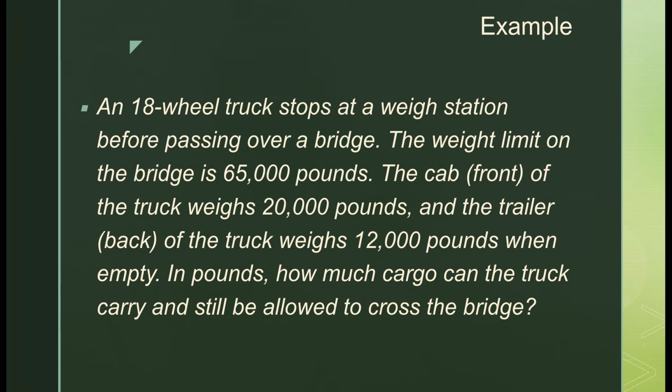All right, so we need to look at some of the key information within this word problem to then be able to create a linear inequality from it. So some things that we want to look at and focus on are going to be the weight limit, which is 65,000 pounds. So if there's a weight limit, that means it can't go past that. Then we also have information about the cab or the front of the truck, which is 20,000 pounds. And we know about the trailer, which is the back portion, which is 12,000 pounds.